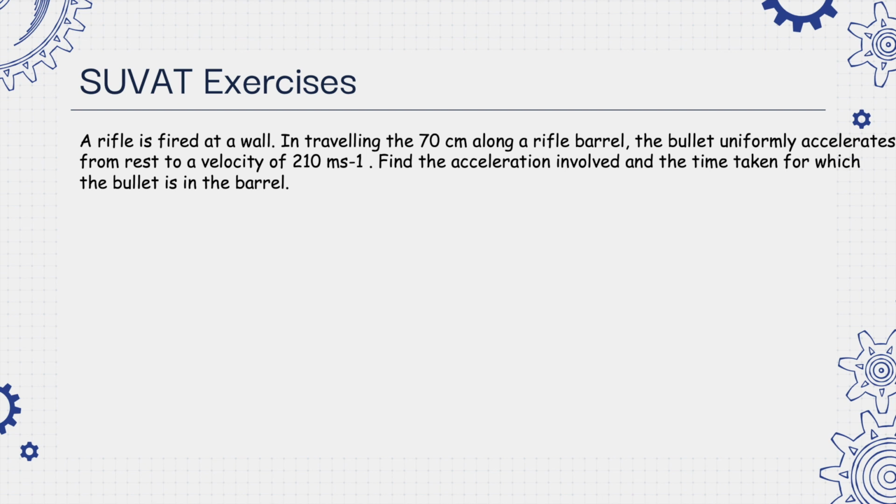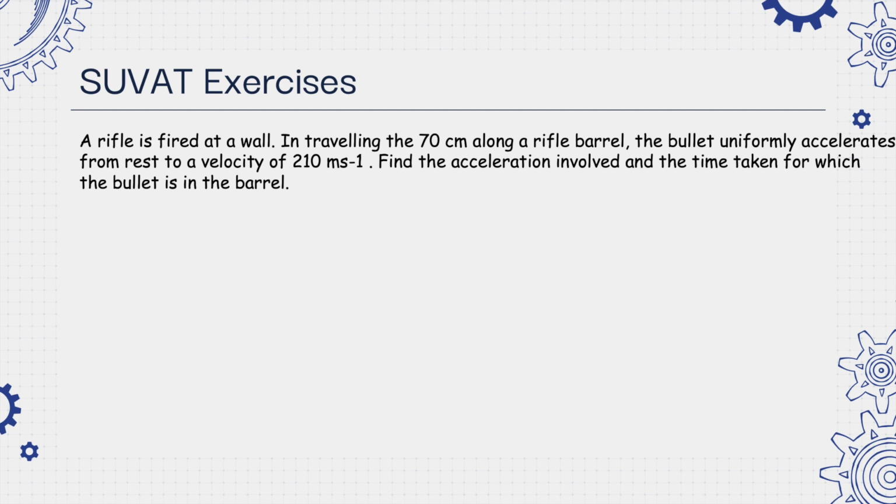The final exercise is a rifle is fired at the wall. In traveling the 70 centimeters along a rifle barrel, the bullet uniformly accelerates from rest to a velocity of 210 meters per second. Find the acceleration involved and the time taken for which the bullet is in the barrel.